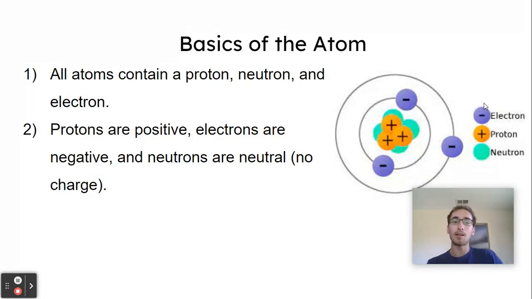Basics of the atom. Almost all atoms contain a proton, a neutron, and an electron. Proton's positive, electron negative, neutron is neutral. Neutrons and protons are in the nucleus, that inner ring, and then electrons sit on the rings themselves, called orbitals.